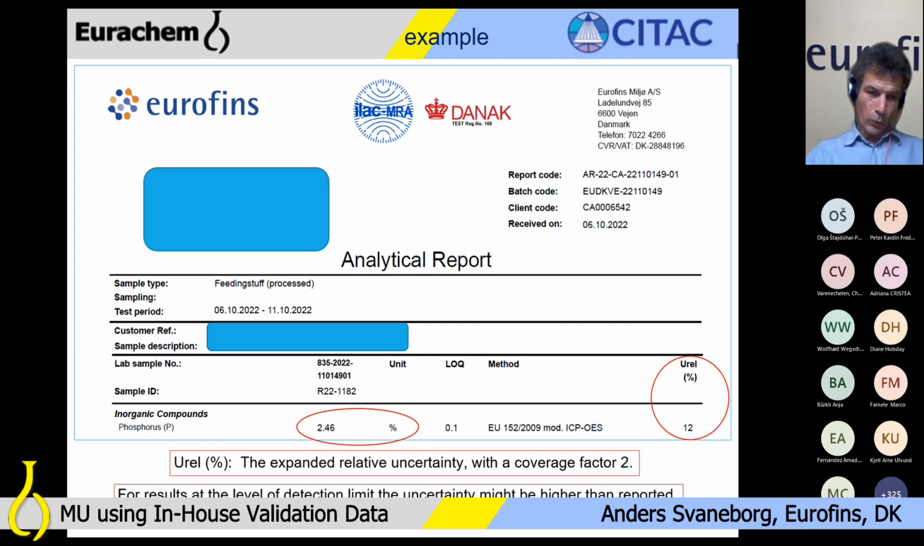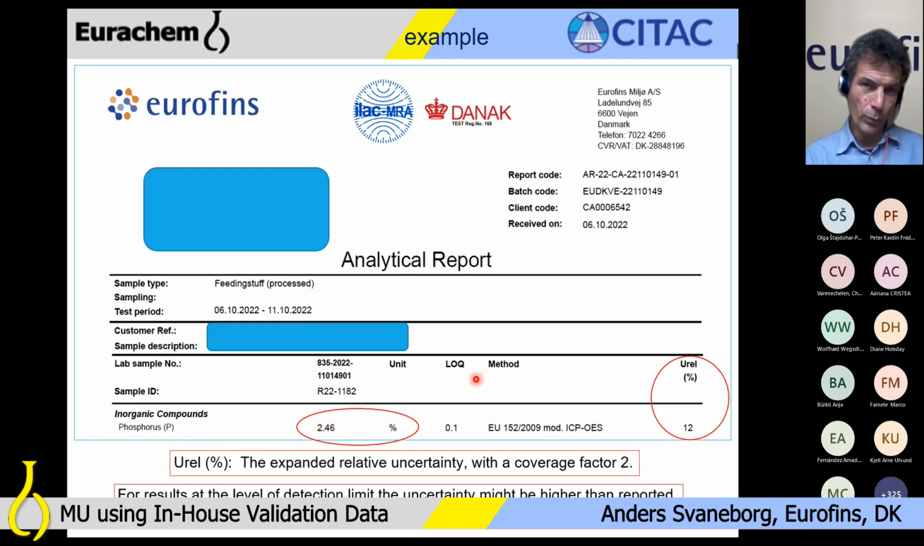Then we have a note on our report telling that for results near the detection limit or the quantification limit, the uncertainty might be higher than reported. As we have seen in many of the presentations already in this webinar, the uncertainty near the LOQ will be higher than in the normal measurement range. So it would be a very good thing to report the exact measurement or the calculated measurement uncertainty at the concentration level for the actual sample.